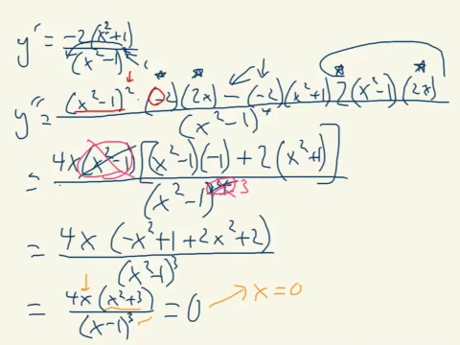Ooh, you know what? I missed the square, didn't I? Hopefully you didn't get confused. That should be squared right there. So because of that, again, x can't be 1 or negative 1. That continues.